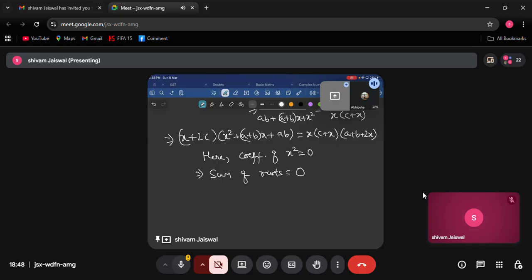For better clarity, you can take one more step and simplify this, but I'm not going to do it. I just observe that the coefficient of x square is equal to 0. If you want, I'll take one more step and cancel 2c x square and 2c x square from both sides. Did you understand that the coefficient of x square will be equal to 0?